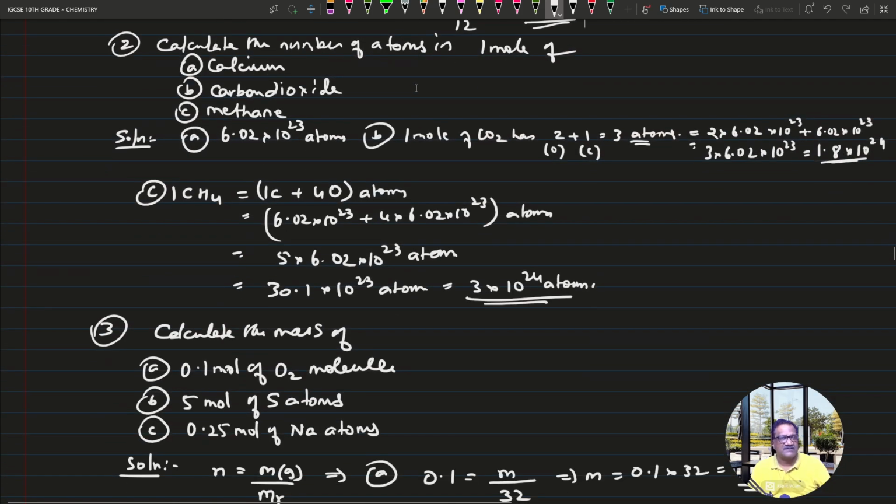Let us do question number 2. Calculate the number of atoms in 1 mole of calcium. Okay, in 1 mole of calcium.